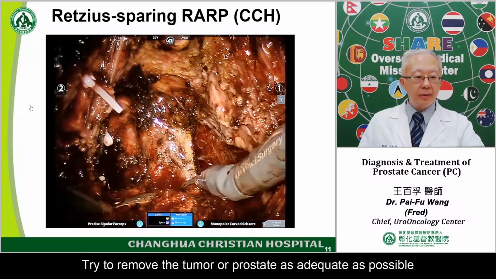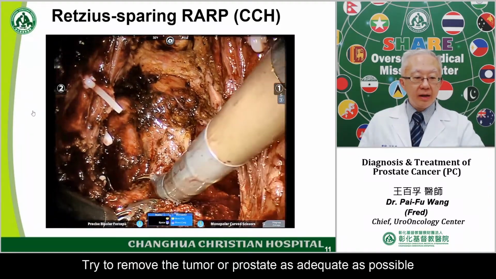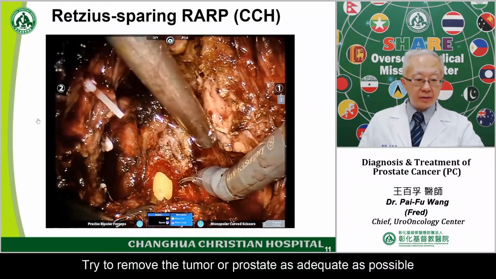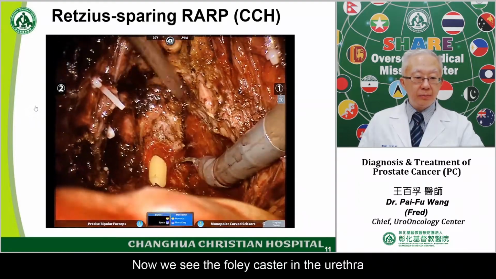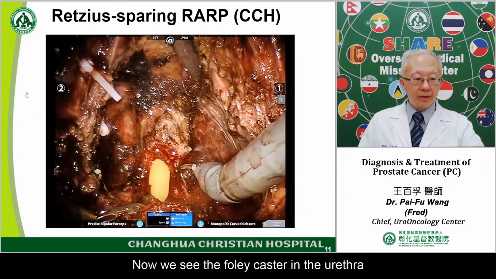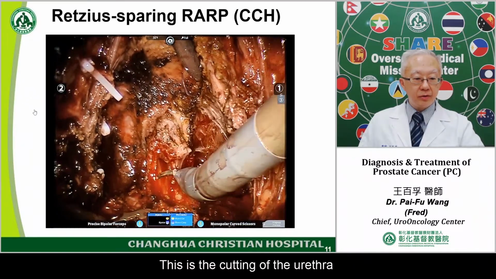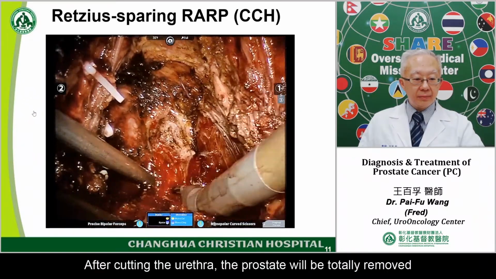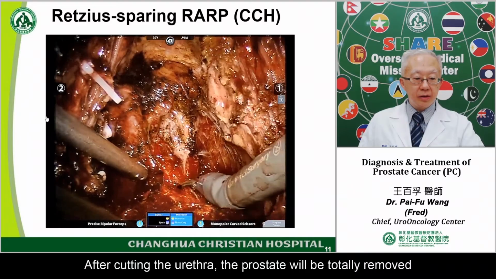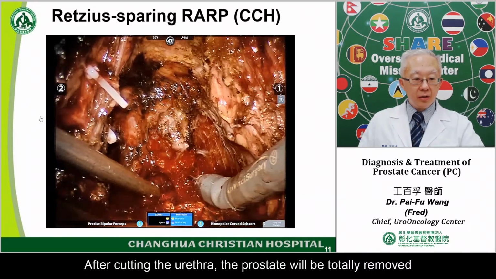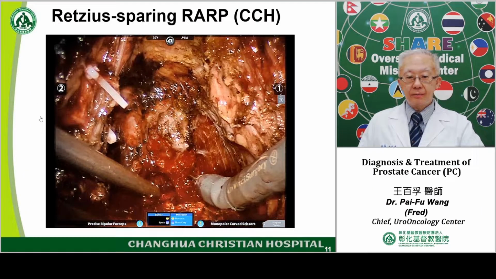Try to remove the tumor or prostate as adequately as possible. Now we see the Foley catheter in the urethra. This is a cutting of the urethra. After cutting the urethra, the prostate will be totally removed.